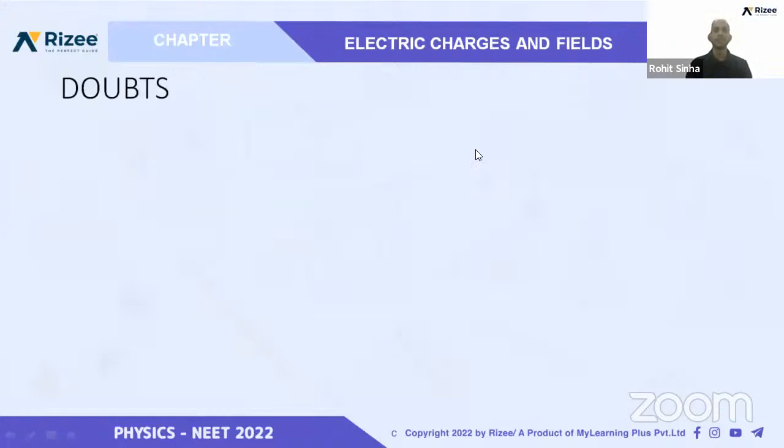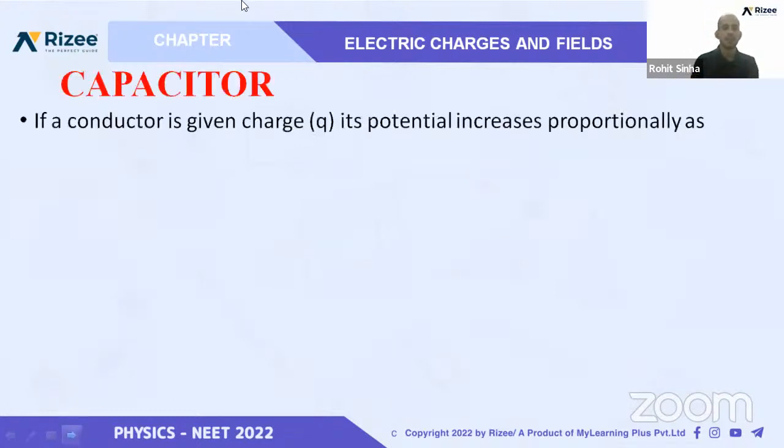Let us begin. If you have no doubts, then today we are going to start our new section. Although it comes in electrostatics, it is a new chapter for our competition exam, that is the NEET exam, and it is capacitor. I will complete this chapter within 2 classes. Now, let us begin with the topic capacitor.